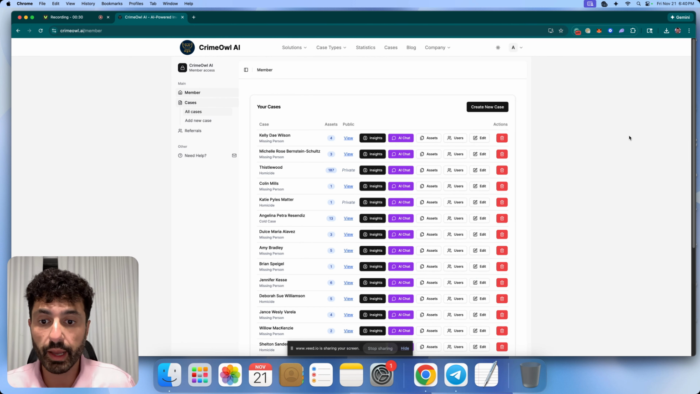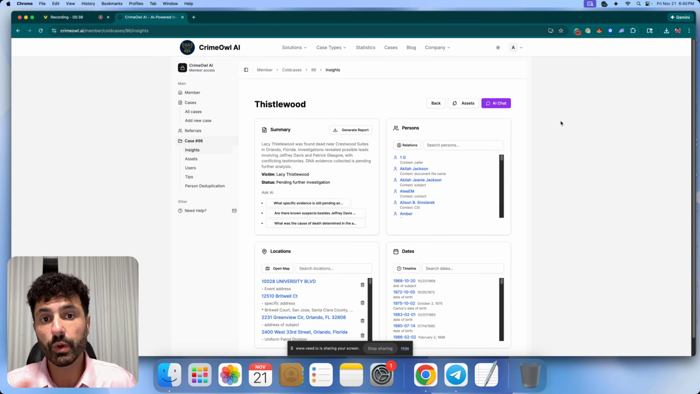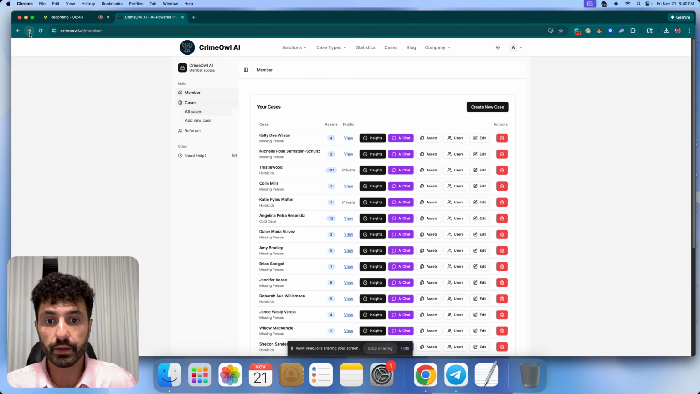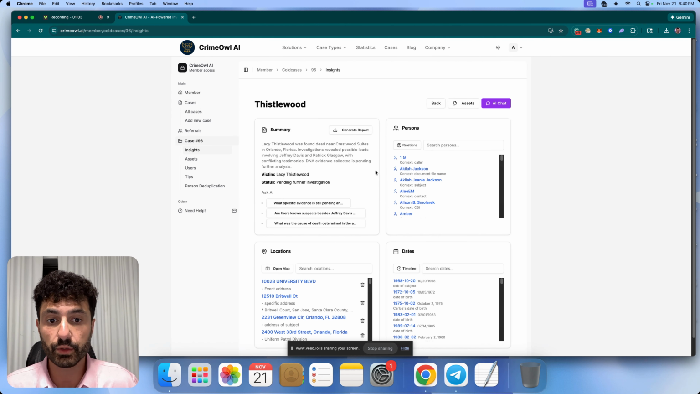So what I'm going to show you right now is a cold case that was given to me by a cold case unit. And once you upload the files, it creates this dashboard. These are all the cases that I'm investigating. I can't see anyone else's cases. CrimeOwl is secure and encrypted, custom built on Microsoft Azure, which the government and law enforcement uses. What you upload here is safe and secure. No one else can see it. No one else can access it unless you grant them access. So with the Thistlewood case, you have this dashboard right over here.